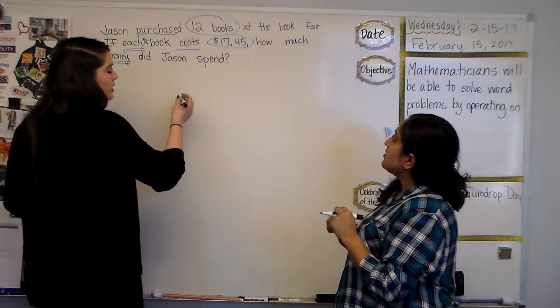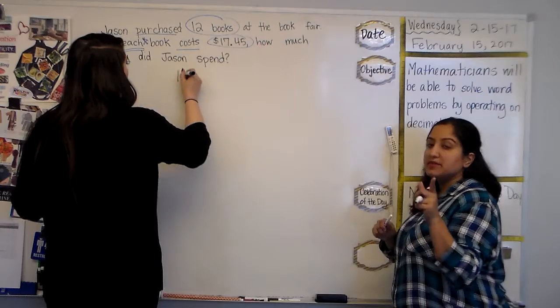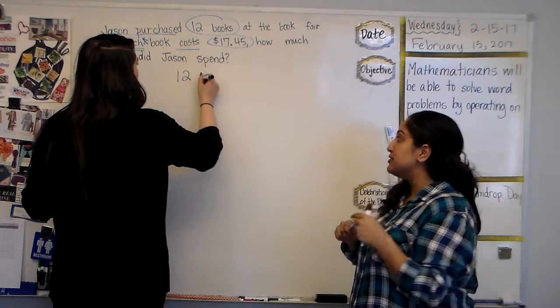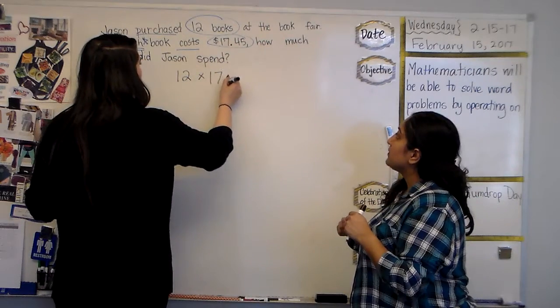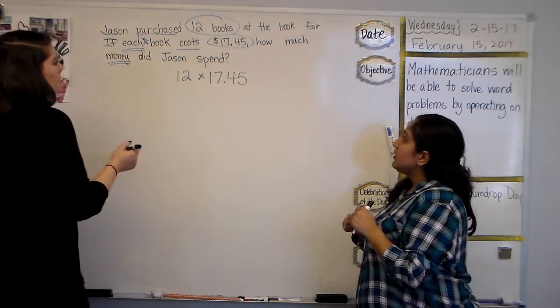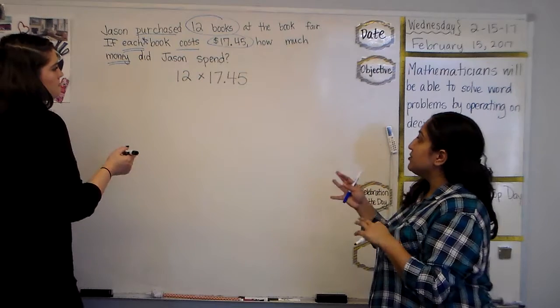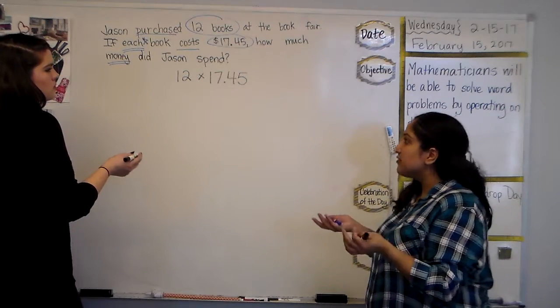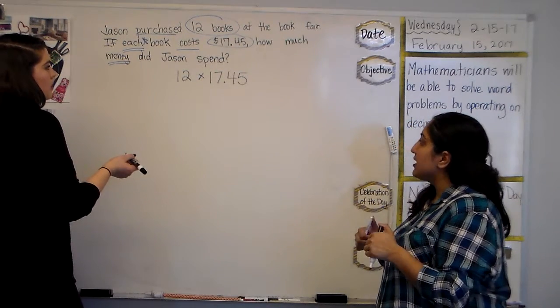Let's start off by writing an expression. Let's go ahead and do it. Remember the difference between an expression and an equation. So it will be 12 times 17.45. And I love using area model, but I'm also most comfortable with fractions. So I think that'll be a really great strategy for us to use.